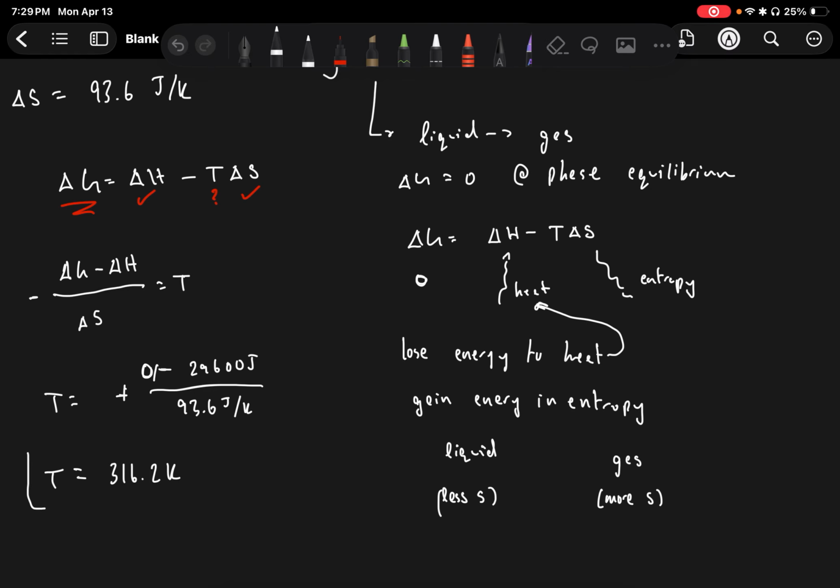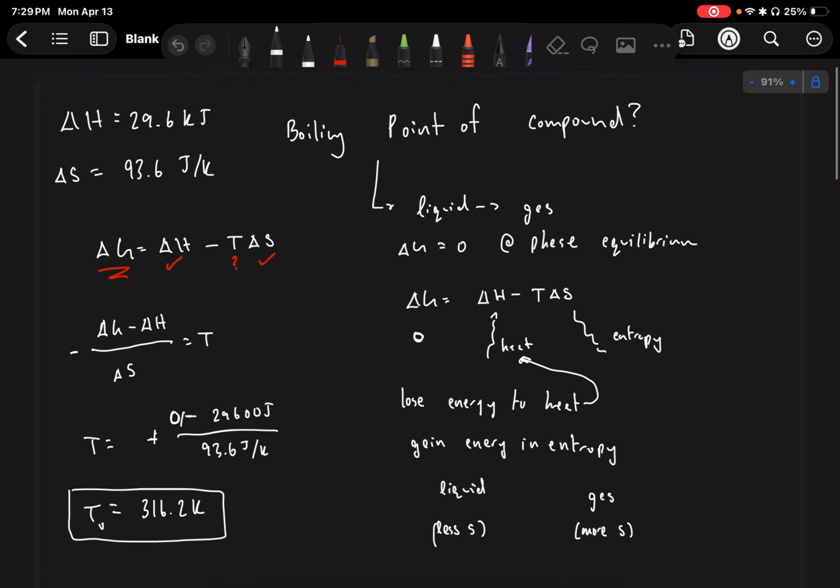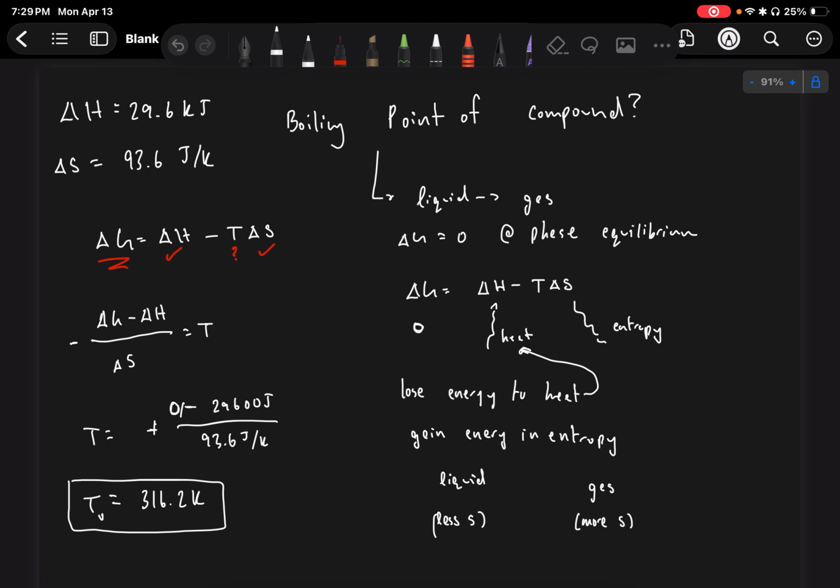And there you have it. That's the answer. Temperature of vaporization is equal to 316.2 Kelvin. So yeah, that's all for today. I'll see you tomorrow.